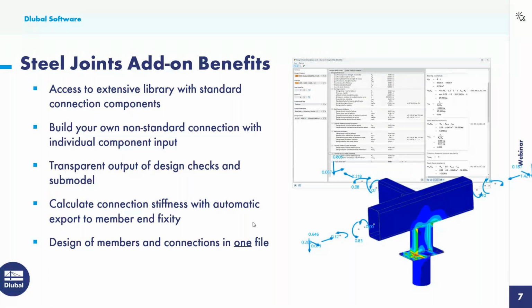We can also calculate the true connection stiffness, so the axial and rotational stiffness of this connection, and we now have the ability to automatically export this stiffness back out to the global model in RFEM for the member end fixity. And finally, this leads to the design of the members and the connections in one file. We no longer have to export out member end forces to a third-party program every time the model updates. We no longer have to re-export those forces, but rather everything is working together again in one file.